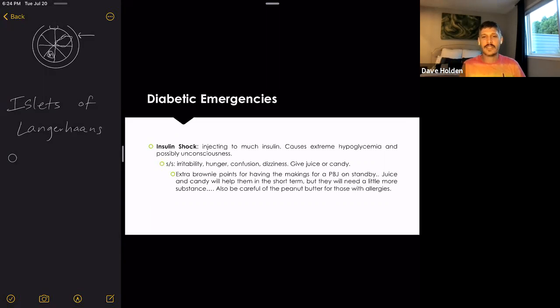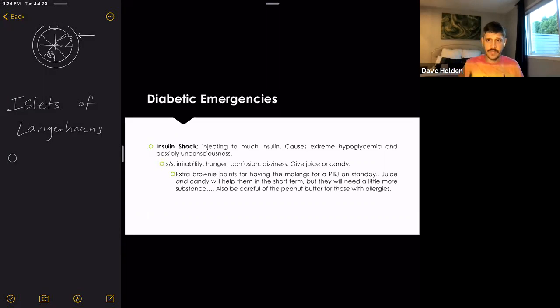Insulin shock, you inject too much insulin, it causes extreme low blood sugar. It will knock you out. Too much insulin can put you into a coma. It's very, very bad news. Irritability, hunger, confusion, dizziness, all the way to, like I said, unconsciousness.